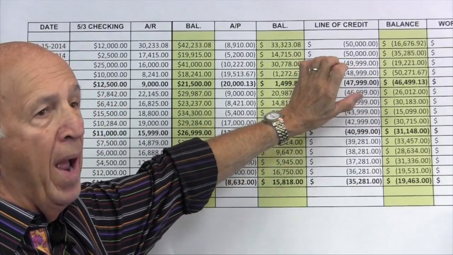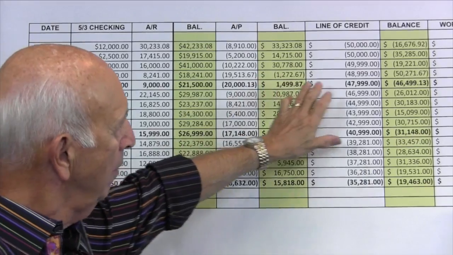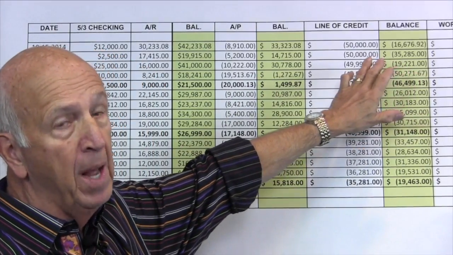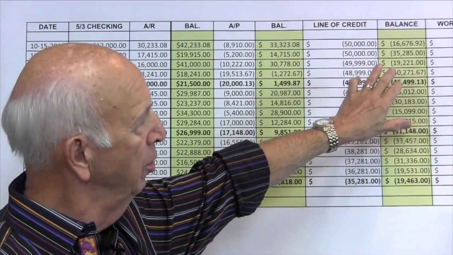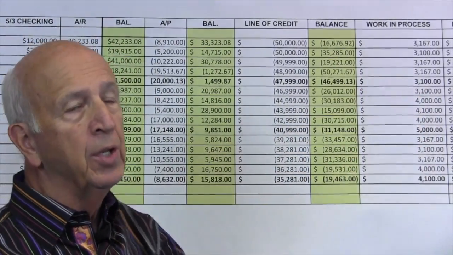So we're going to subtract the $50,000 that's owed to the bank as working capital. And in this case, he came up with a negative balance. Not a particularly good situation. But let's look at his work in process. Now let's talk about that.